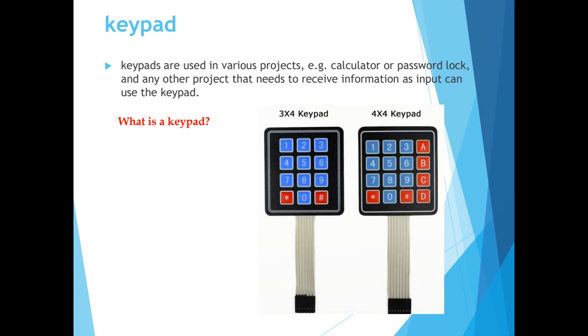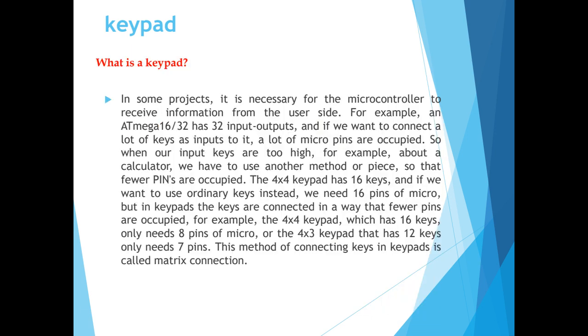Here you can see, let me turn on the pointer. Okay. In this slide, you can see two different types of keypads, a 3 by 4, which includes 3 columns and 4 rows, and the 4 by 4, which includes 4 columns, 1, 2, 3, 4, and 4 rows. However, other different types exist related to our project or our requirements.